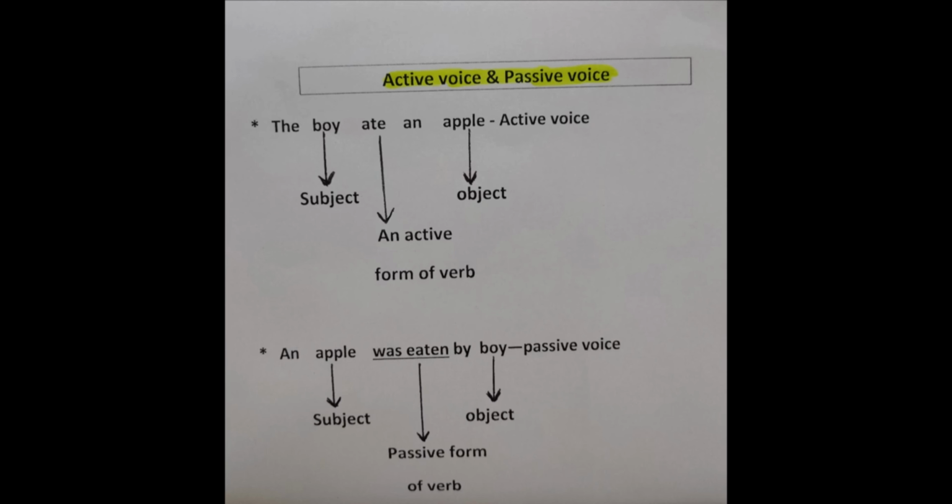Now friends, let us take the example of passive voice. An apple was eaten by the boy. Here the subject is an apple. And apple is not a doer of the action. So this is called as the passive voice. In passive voice, the subject is merely the receiver of the action.